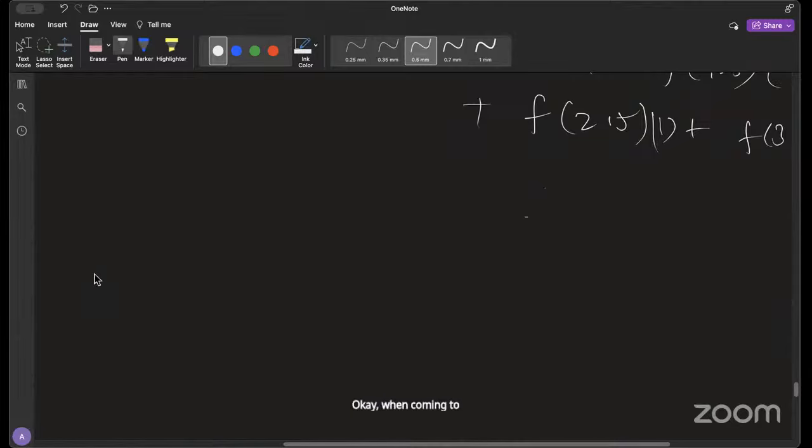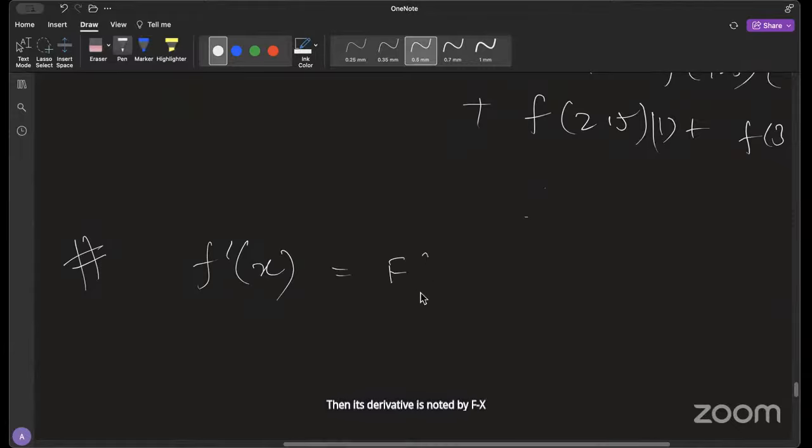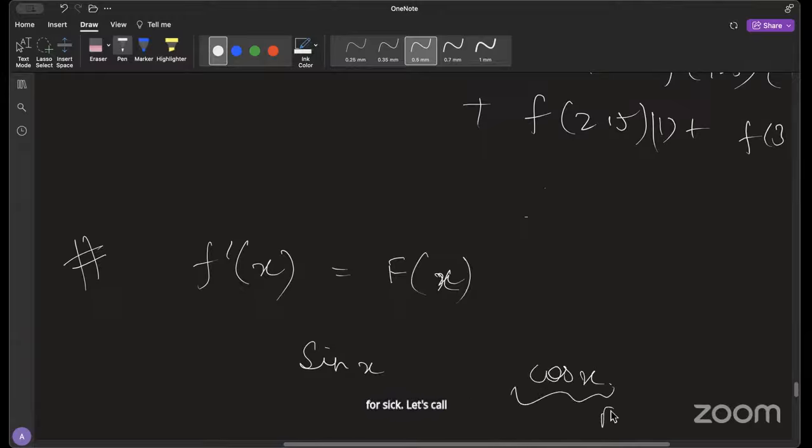Okay, then coming to antiderivatives. You've already done derivatives, right? You denote it by this. Let's say you have a function f(x), then its derivative is denoted by f dash x. For example, let's say you have sin x, then the derivative of sin x is cos x. Let's call this cos x capital F(x) and this sin x small f(x), right?